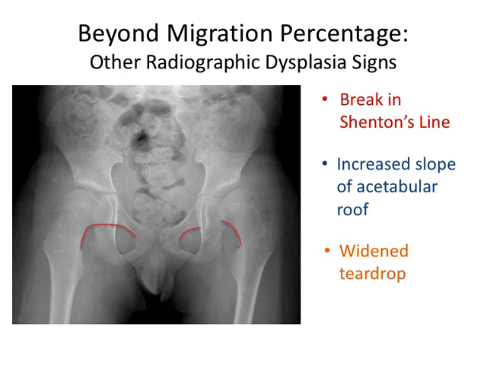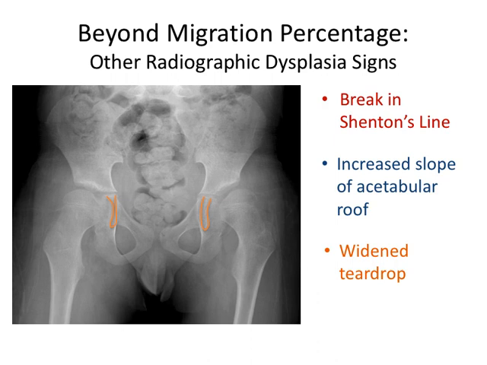So the first radiographic sign you see is a broken Shenton's line. The next is an increase in the acetabular slope. That's another subtle difference that you can see side to side here. An increased slope on the patient's left hip compared to a more normal slope on the patient's right hip. And then also a widened teardrop, where you have the normal concavity facing the femoral head on the patient's right hip, whereas on the patient's left hip, it's widened and a little bit more convex.